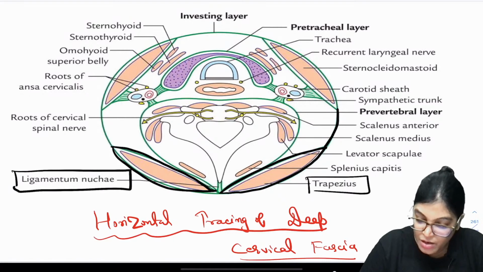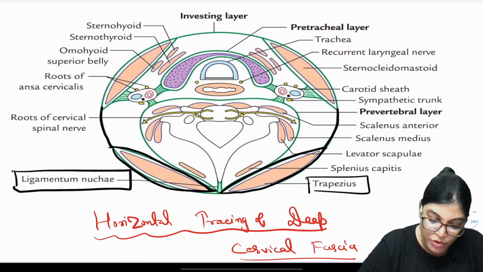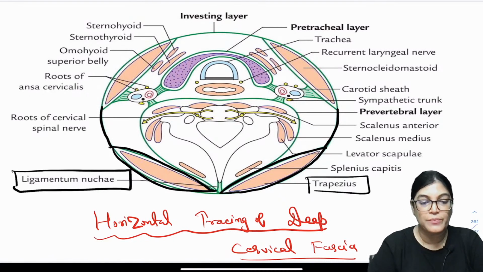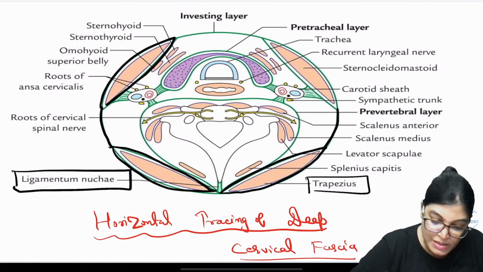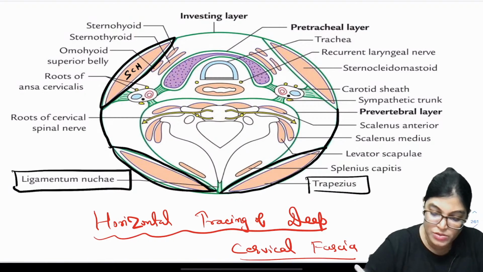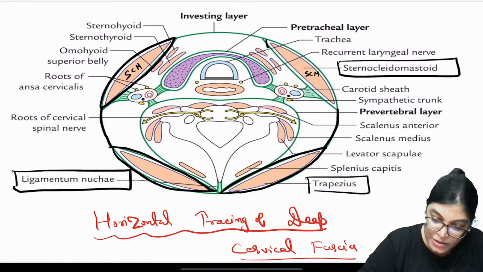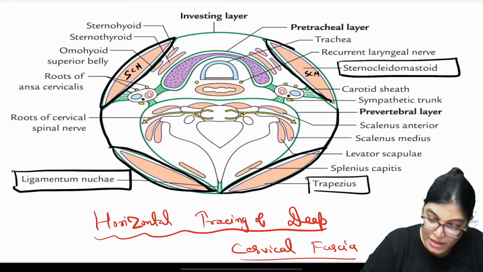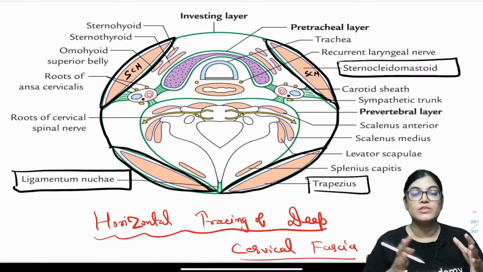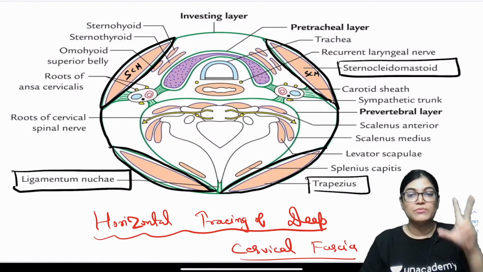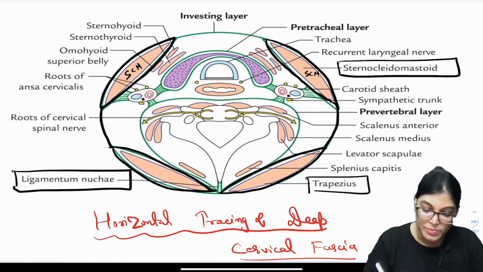it will form the roof of the posterior triangle, and thereafter again it will enclose another muscle, that is the sternocleidomastoid muscle. So this is SCM, sternocleidomastoid muscle. So it again encloses the sternocleidomastoid muscle. Again at the anterior border of the sternocleidomastoid muscle, the two layers which have been split. So two times the investing layer of deep cervical fascia is splitting.